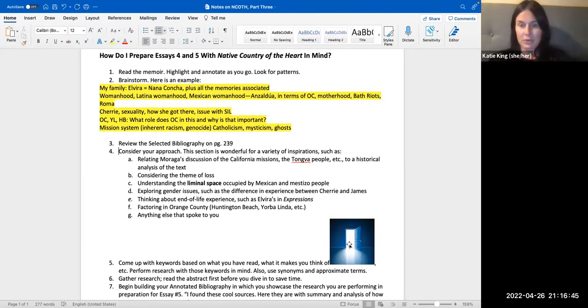Gender issues, right? The first thing that came to my mind is this difference between Cherrie and James. And the way that James is allowed to navigate the world as a man, right? As a man of biracial identity, as a man who can pass as white, as a man who is married to a conservative white woman, right? The way that he can navigate the world is different from the ways in which his sister, who identifies as queer, who identifies as Chicana, Latinx, right?